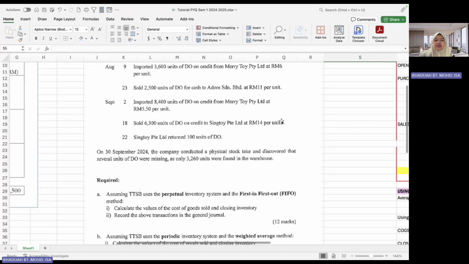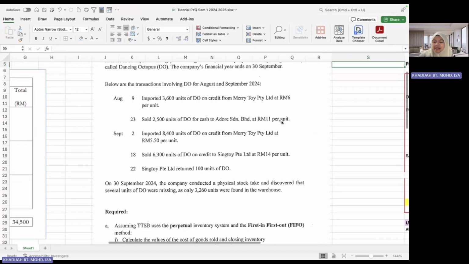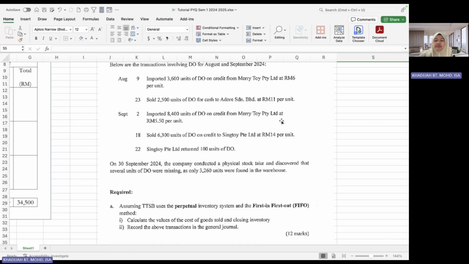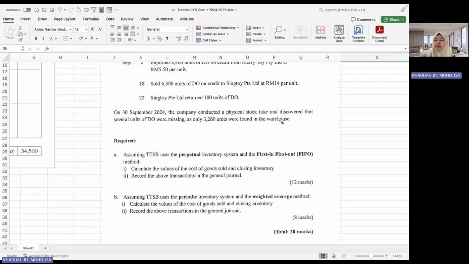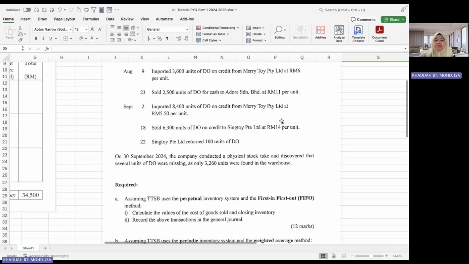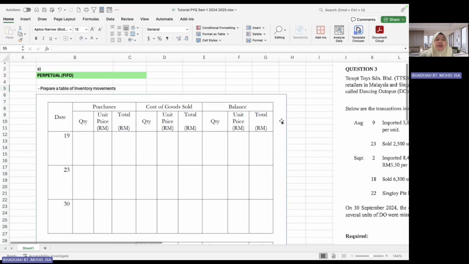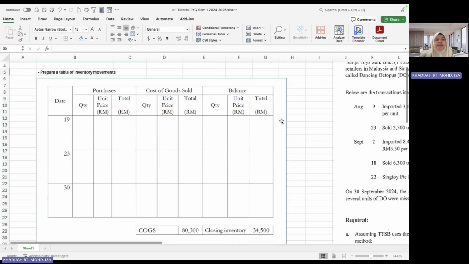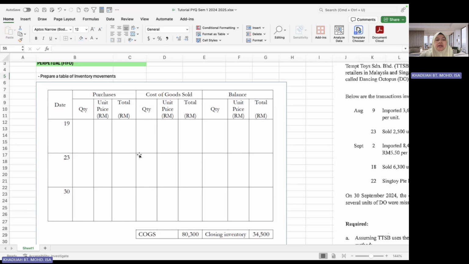So based on this question, the same question requires you to do two systems. The first one requires perpetual, FIFO. The second one requires periodic, weighted average. For the first part, you are required to do perpetual. I believe most students have no problem with perpetual, because under perpetual, you are normally required to prepare a table of inventory movement, where you have the purchases column with quantity, unit price, and total. You also have the cost of goods sold, quantity, unit price, and total. And the balance, also based on quantity, unit price, and total.